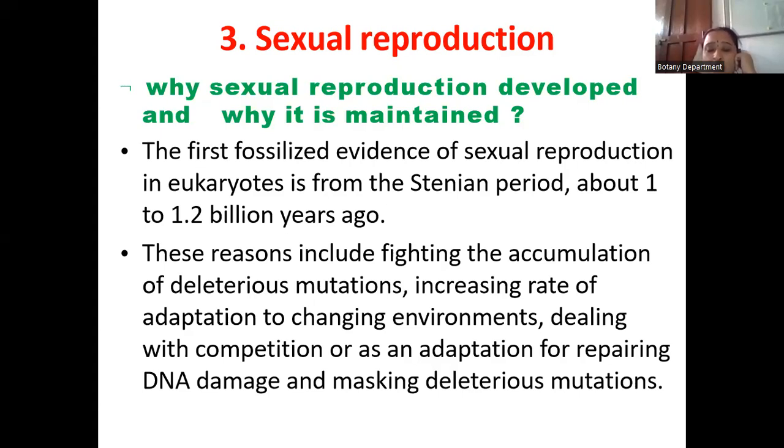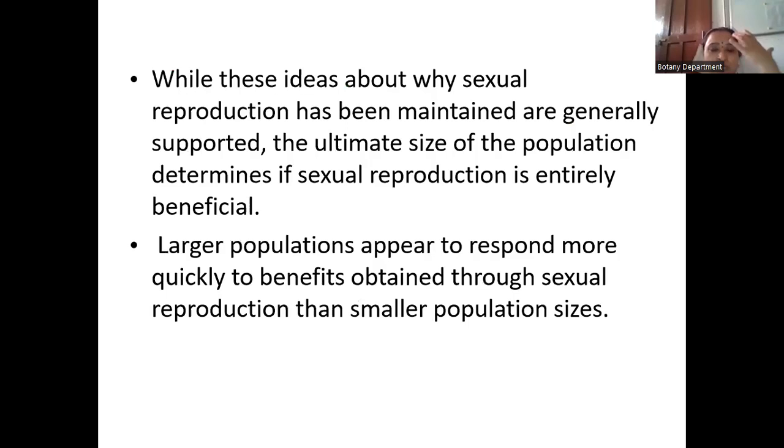These reasons include fighting the accumulation of mutations, increasing the rate of adaptation to a changing environment and competition, or as an adaptation for repairing DNA damage, and making many types of mutations are identified. While these ideas about why sexual reproduction has been maintained are generally supported, the ultimate size of the population determines the sexual reproduction.